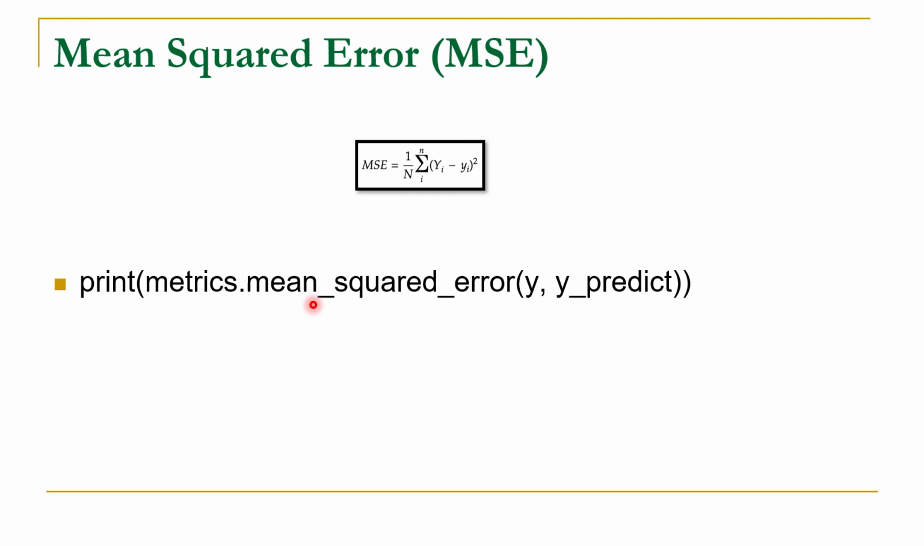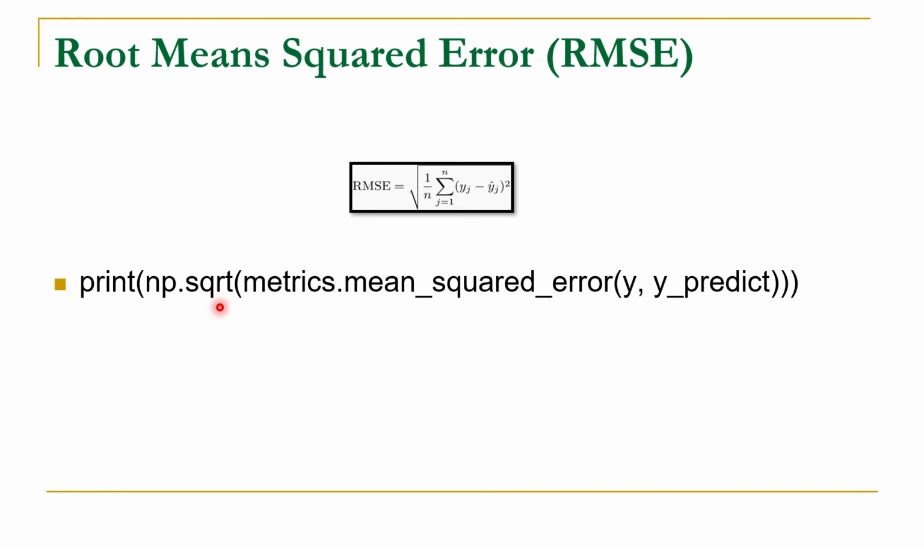Similarly, we can find out the value of mean squared error by invoking this method from the metrics sublibrary, and here again we are passing y and Y predict to perform error analysis between actual and predicted values. We can take the square root of this value to find out the root mean squared error for this model. This is all about this session. We will perform the experimentation over these commands in the next session.